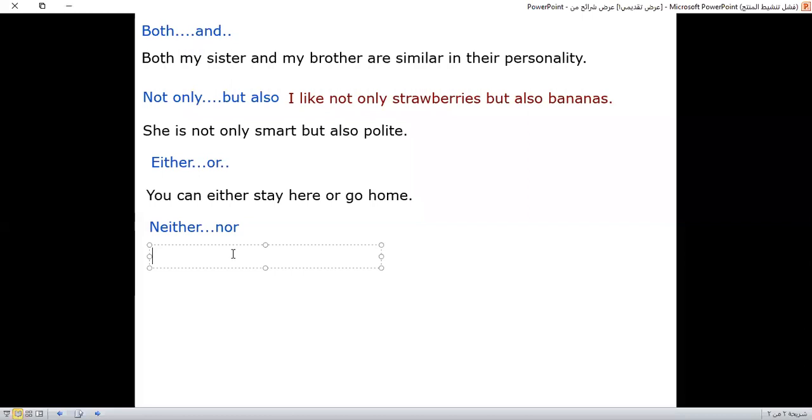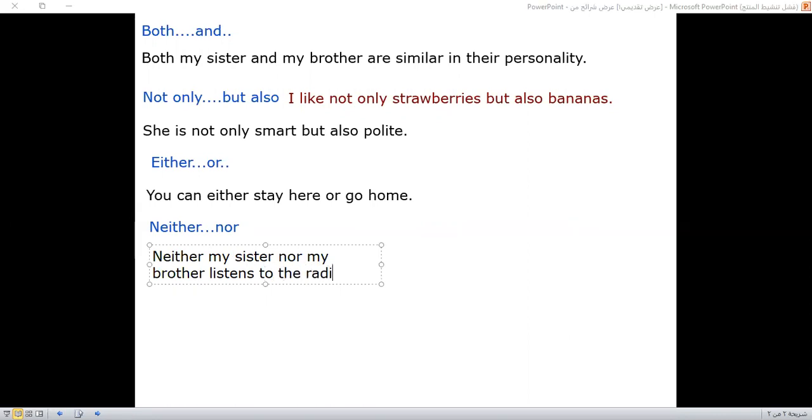Yes, Ragad, do you have an example? Yes, please. Neither my sister nor my brother listens to the radio every day. Now you remind me of something. Very good. Thank you, Ragad. To the radio every day.